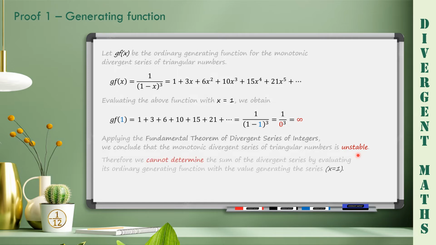That's what it means. So therefore, we cannot determine the sum of this divergent series by evaluating its ordinary generating function with the value generating the series at x equal 1. Therefore, it is not a proof.